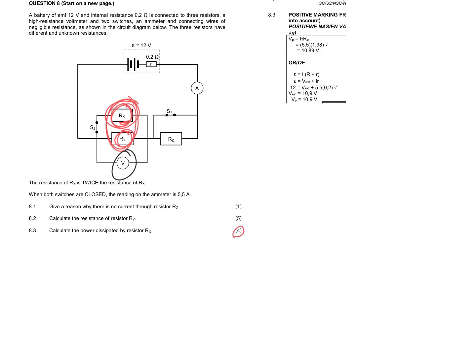So you can work out the voltage because you've got the current in parallel is 5.5. All the current goes through the parallel part, and the resistance of the parallel part was 1.98. So you can get that the voltage is 10.89 in this voltmeter over here.